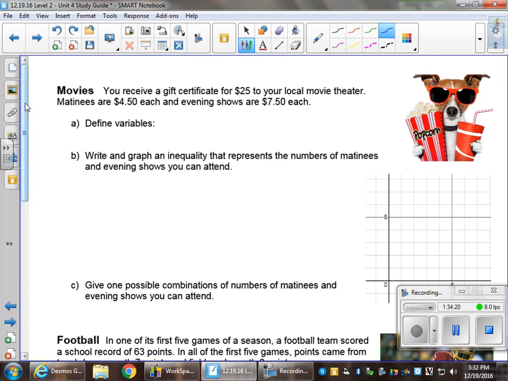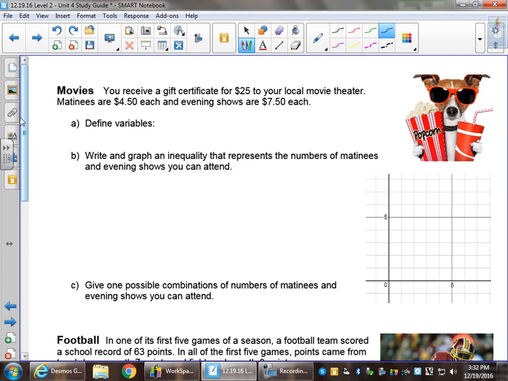Last two, home stretch here. So the reason I added these at the end is it's good for our brains to go back and forth. So we just worked on some skills questions together. Let's come full circle and round out our review with two more real world. Movies. You receive a gift certificate for $25 to your local movie theater. Matinees are $4.50 each, and evening shows are $7.50. In case you don't know what a matinee is, like at Buckland Hills in Manchester, if you go to a movie before a certain time, more in the afternoon, it's cheaper. That's what's called a matinee.